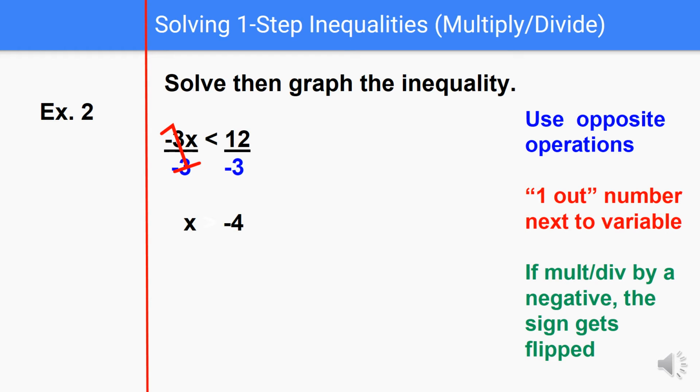This is a little strange, like I said, a little funky. But if multiplying or dividing by a negative number, the sign gets flipped. So this is what it would look like. I'll explain a little better on the next slide, but x is greater than negative 4. It went from being less than up top to now it's greater than once it's simplified at the bottom.